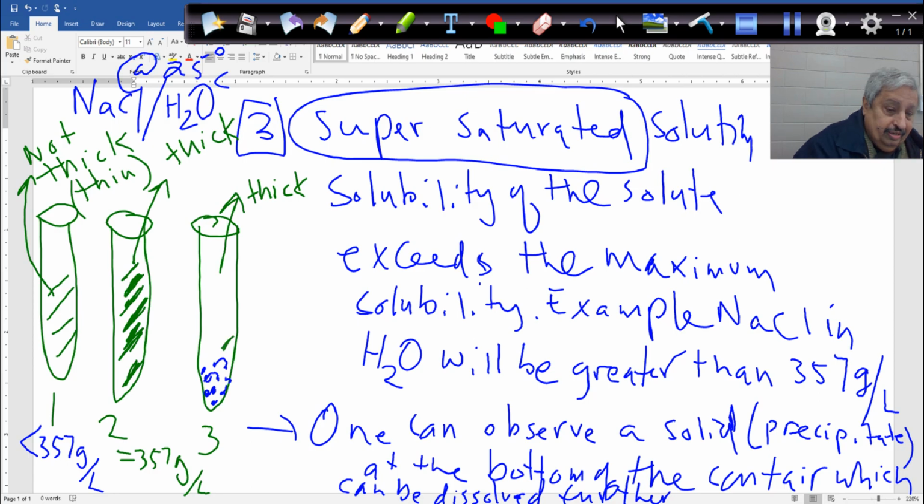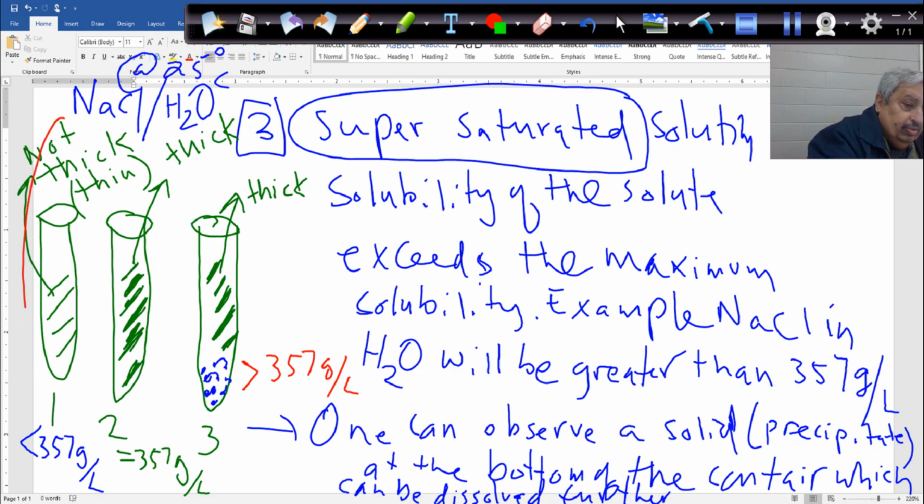So here is thick, and you have what? You have precipitate. This one here is greater than 357 gram per liter. So less than 357 grams, that's the maximum that H2O can dissolve. In 1 liter H2O, it can dissolve only 357 grams. If you go less than that, you have a normal stock solution. That's what we are dealing with in most labs.